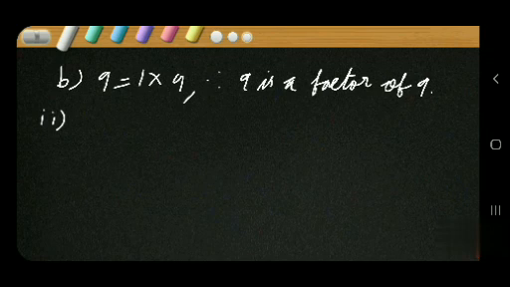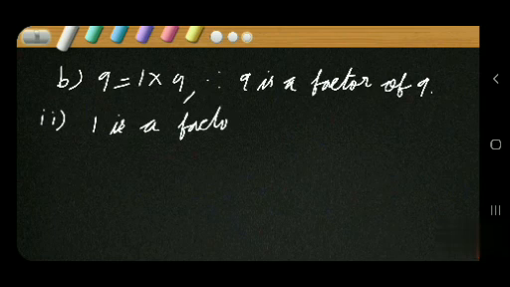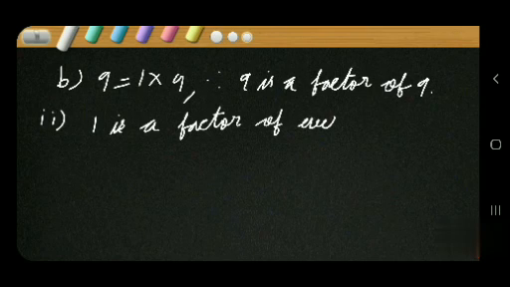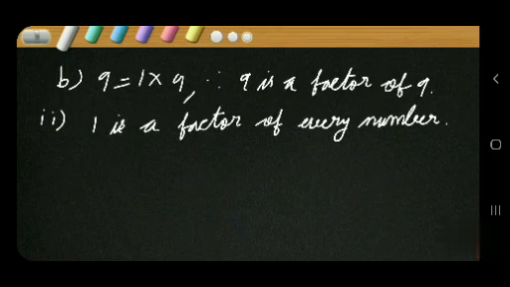Okay. So this is the property 2. 1 is a factor of every number. Any doubt on this? Not at all, isn't it? Every number can be written as 1 into that number. So 1 is a factor of every number, isn't it? This is very clear.